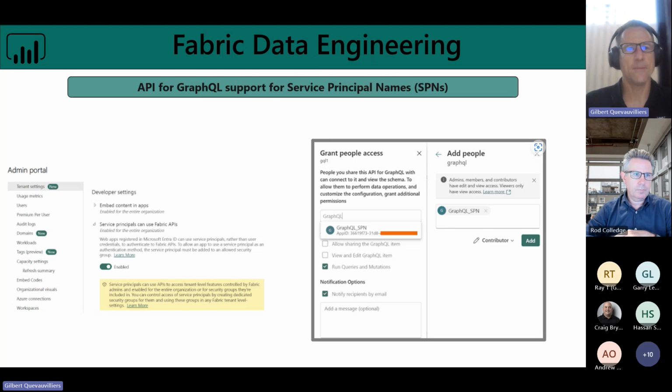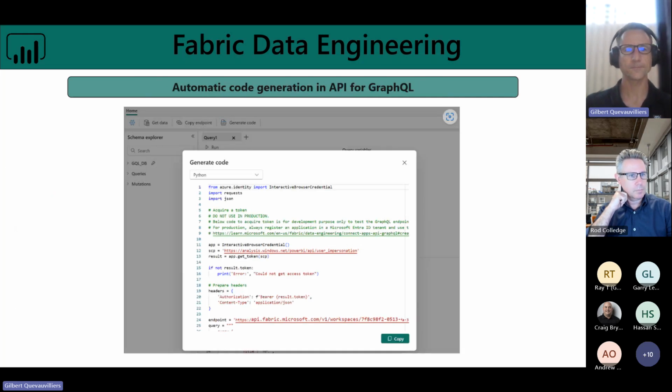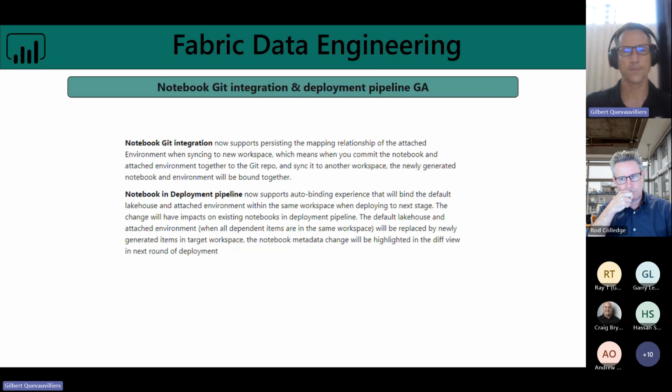For data engineering, the API for GraphQL support for service principals is enabled. So as we're going along, there are more items that are becoming service principal enabled and enabling you to do additional things such as API and that. So this is just another area where they've enabled the service principal support. There's also automatic code generation for the API when using GraphQL. So again, if you want to generate the code in terms of how to use this, it will generate that code for you, making it easier to use in certain scenarios.